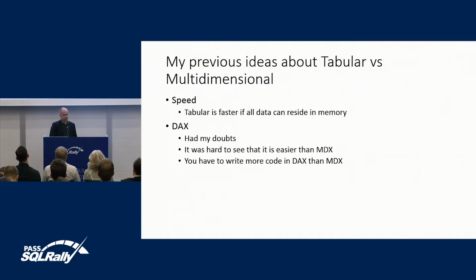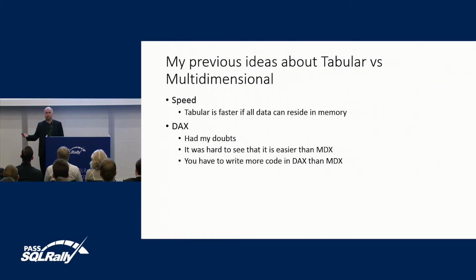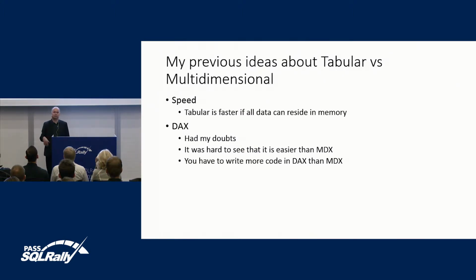My previous ideas about Tabular and multidimensional, before I started to work with Tabular, was that maybe, okay, this sounds good. Everything is loaded into memory. Memory is closer to the CPU, and it must be faster. And I've seen all the fancy demos from Microsoft also, where they sort 1 billion rows or things like that. So it looked very good.